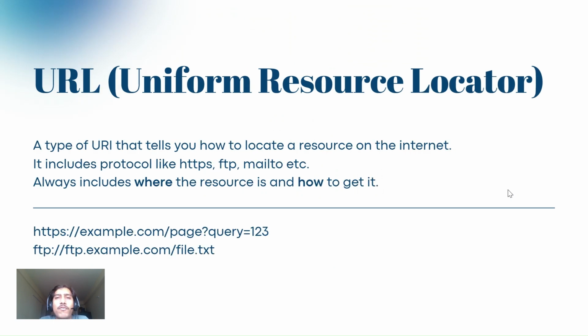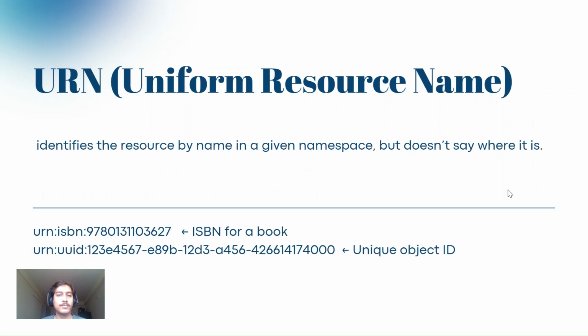URL stands for Uniform Resource Locator. It is a type of URI that tells you how to locate a resource on the internet. It includes protocols like HTTPS, FTP, mailto, etc. It always includes where the resource is and how to get it. As you can see in the below example, https://example.com. The simple and the best example would be https://google.com. So this is the locator which tells you about the location or the address of the particular resource.